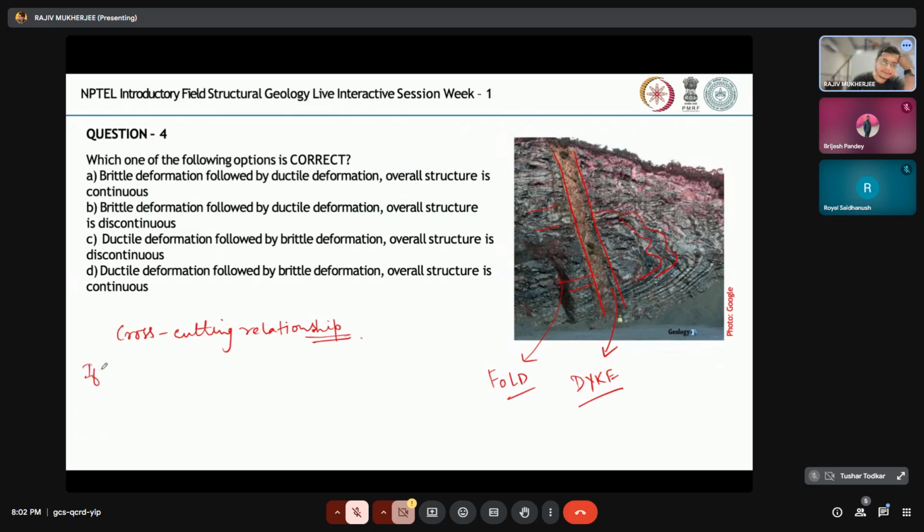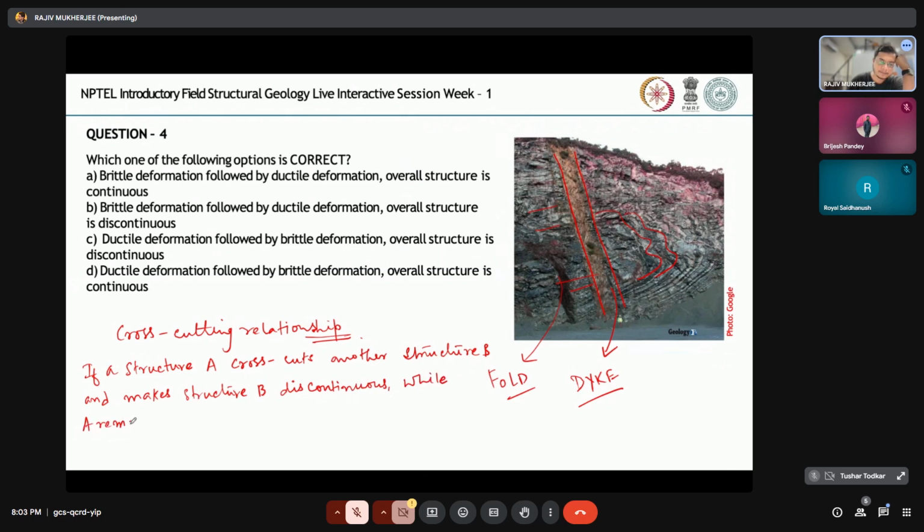It says that if a structure A cross-cuts another structure B, and makes structure B discontinuous, while A remains continuous, then A is younger than B. Okay.